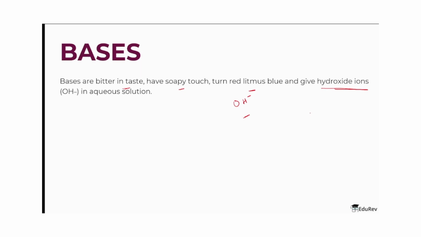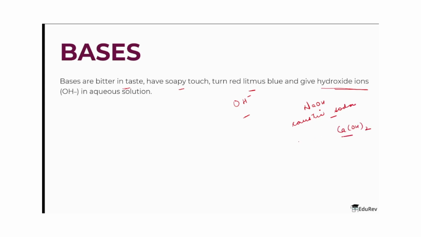Now, tell me a few examples of bases. Those are NaOH, that is your sodium hydroxide. Now, sodium hydroxide is also known as caustic soda. Also, calcium hydroxide is another one, that is Ca(OH)2. That is calcium hydroxide.